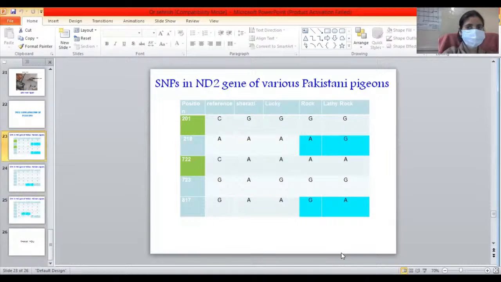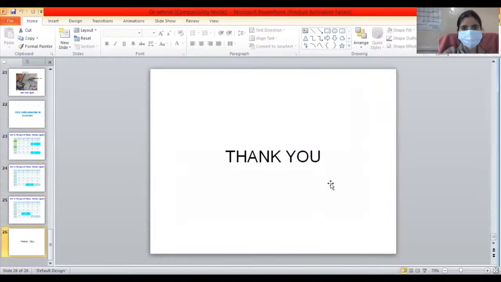By using these markers, we can overcome the problems of the traditional approaches employed for identification, and we can also develop a kit on the basis of these SNPs. That can be very beneficial for fanciers and especially for bird breeders. So thank you very much. This was for today's presentation.